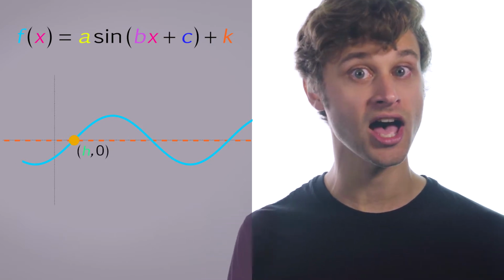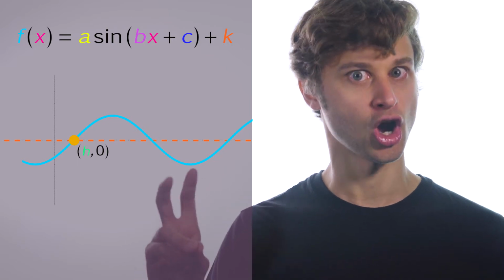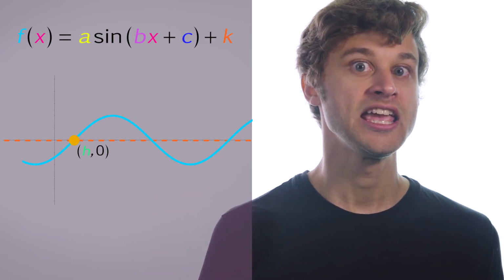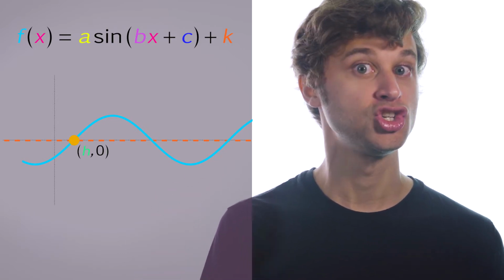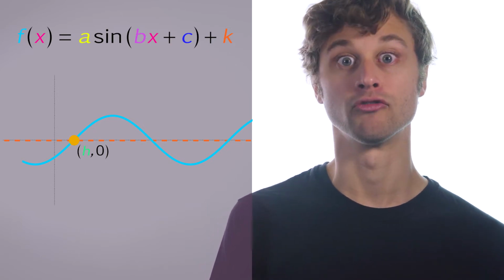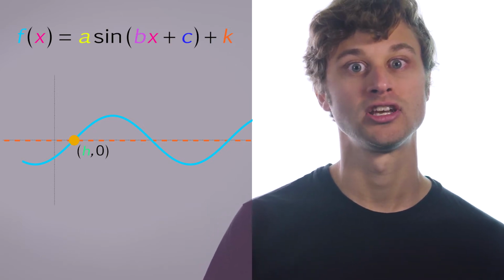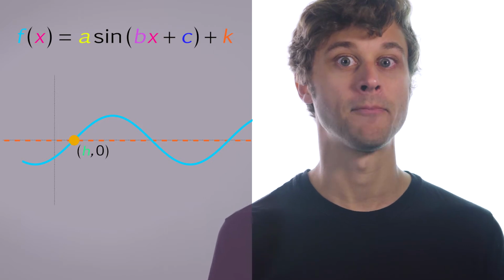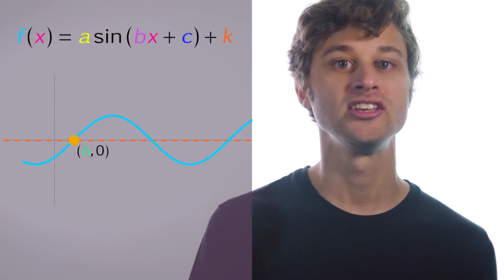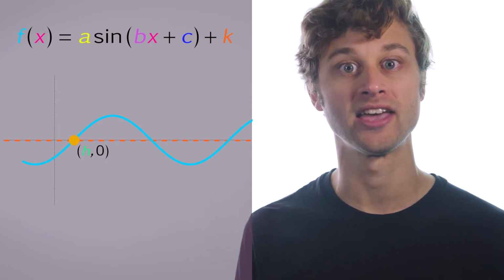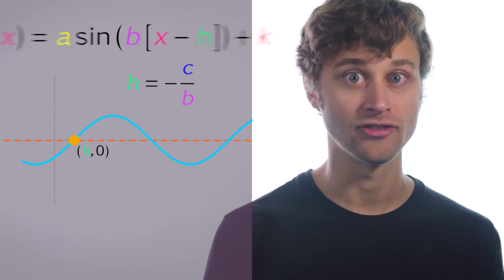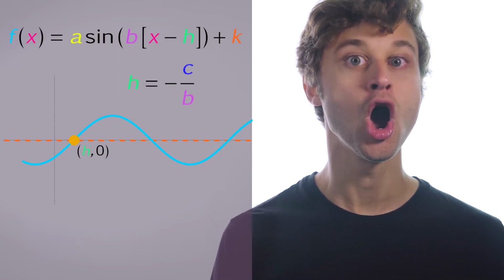So for instance, for sine, since sine sort of starts at (0, 0), if I have a phase shift of pi over 2, that is going to shift the function over by pi over 2 units. The phase shift is related to the phase angle by this relationship. h, the phase shift, is equal to negative c over b.